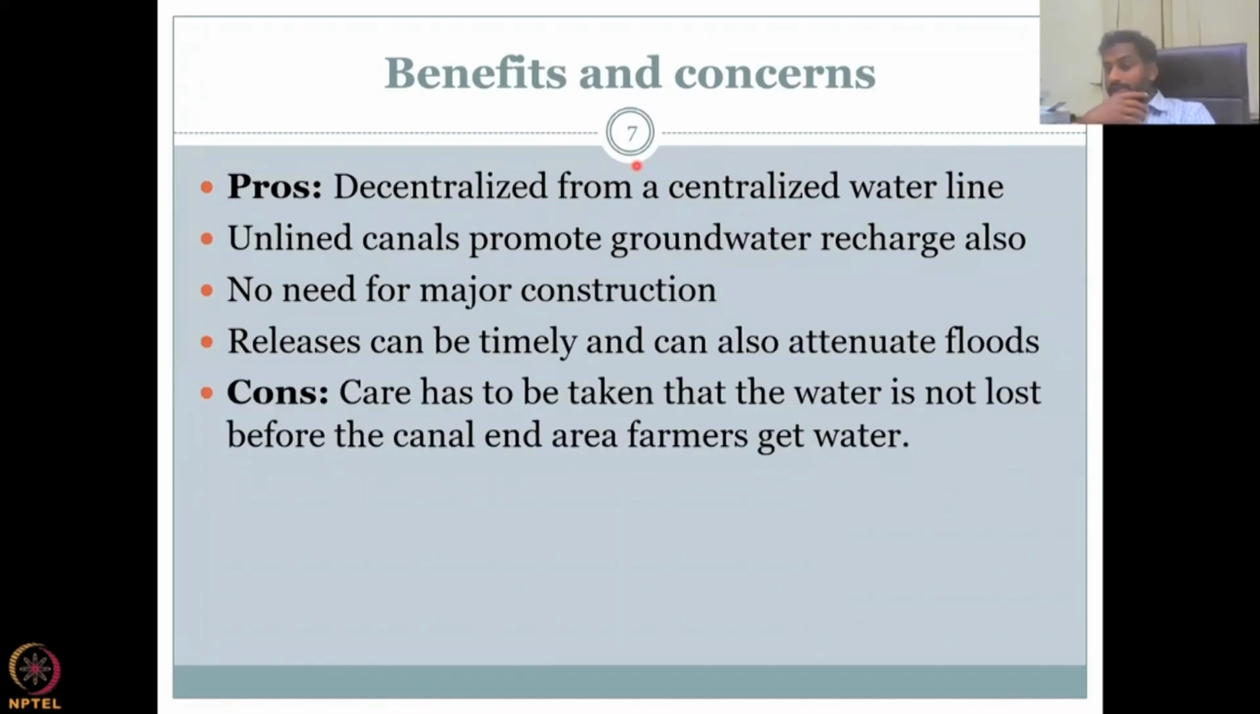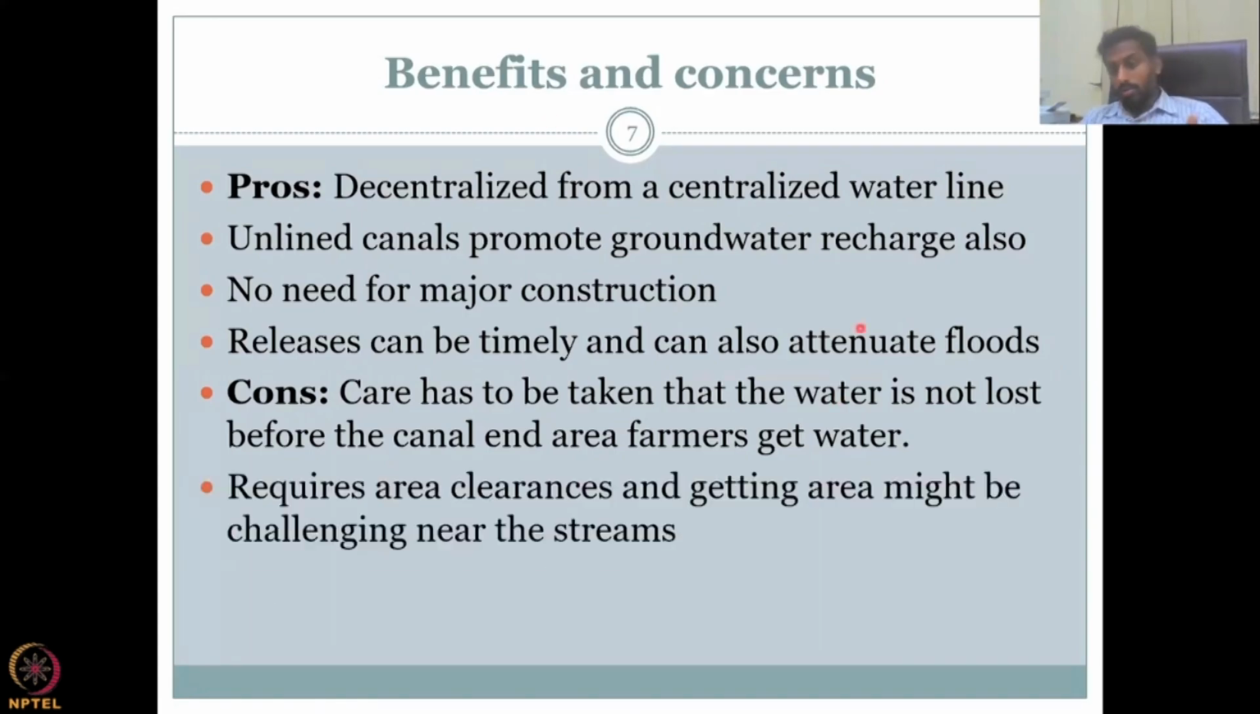The cons, the negatives: care has to be taken that the water is not lost before the canal end area farmers get water. Because you're taking water, some water is lost. So the downstream people may lose some water because groundwater is your land only recharging, not downstream. So there could be some negative impacts of channelizing water. Even though you're putting it back, some water is lost. So you should always be aware, is it going to be affecting my groundwater or the surface water availability in the downstream community.